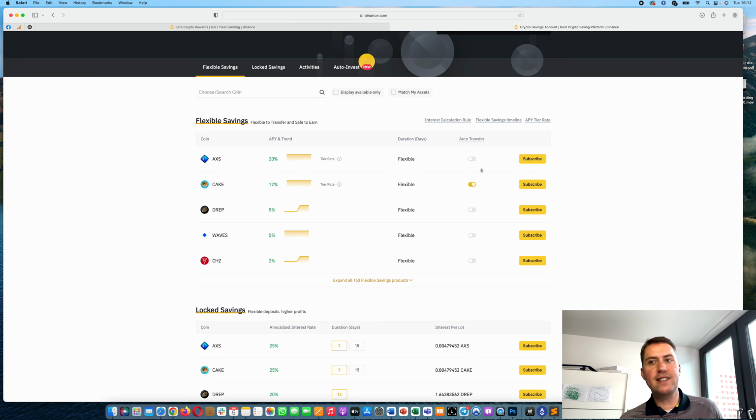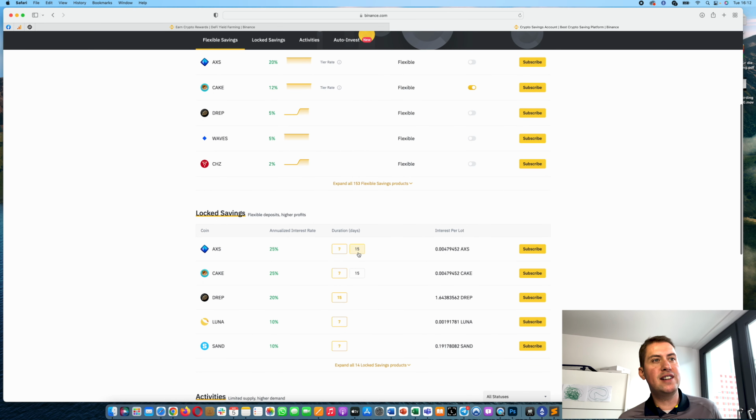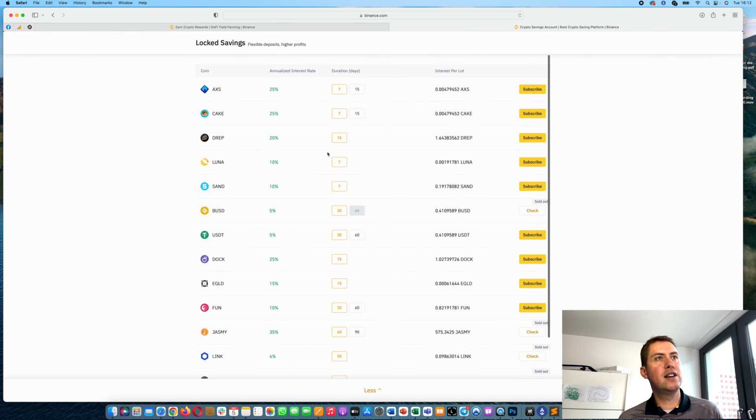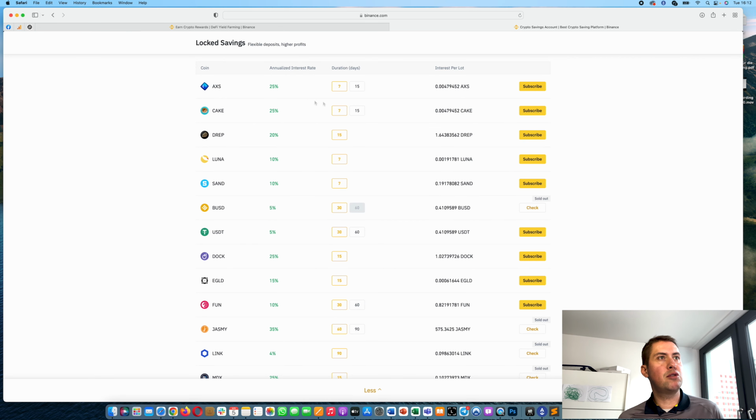And with locked savings, it's a bit different, and there are different time periods, and it's between 7 and 15 days here. Sometimes you can also do 30 or 90 days or 120 days. So it really depends on the cryptocurrency. There you don't have any way to redeem them until that 15-day or 7-day or 90-day period is over. So you actually have to wait until the redemption date.